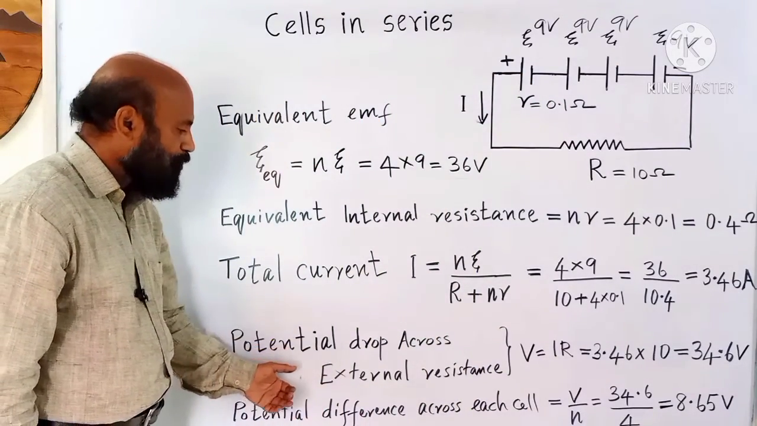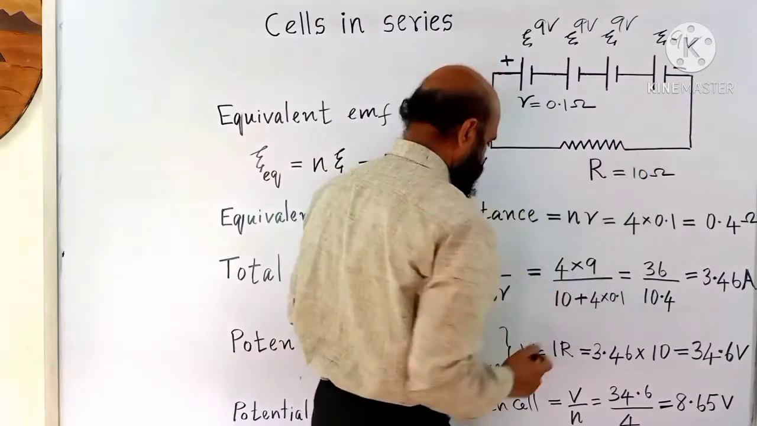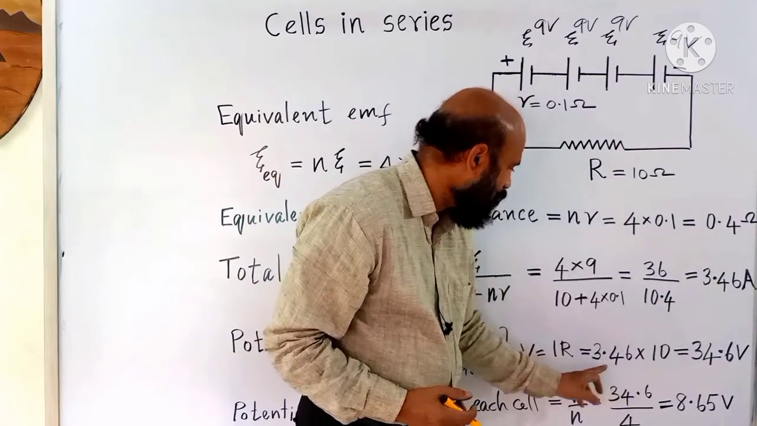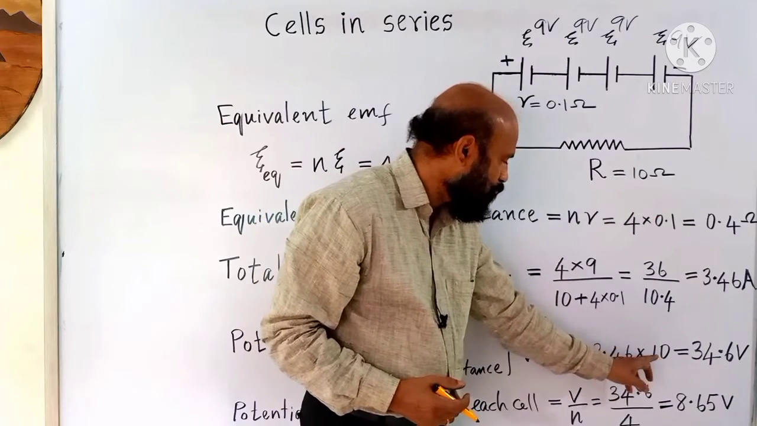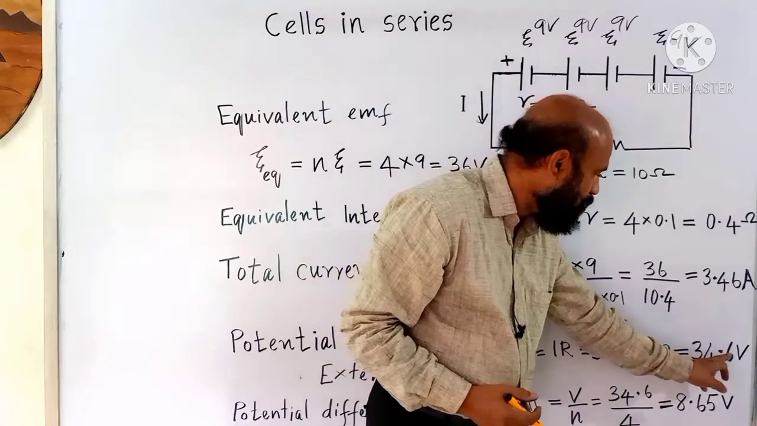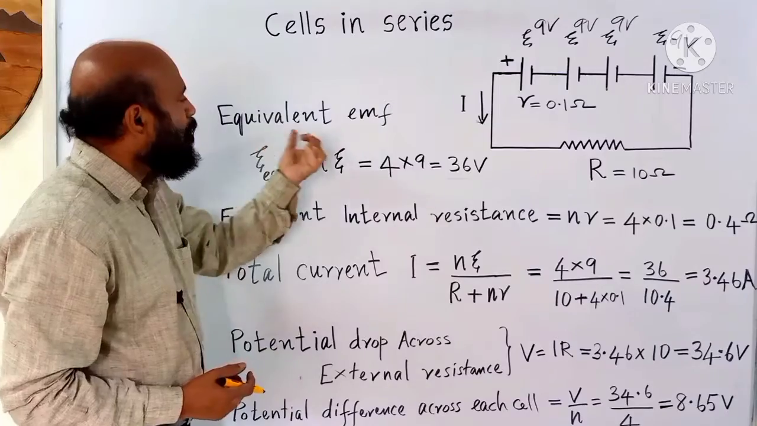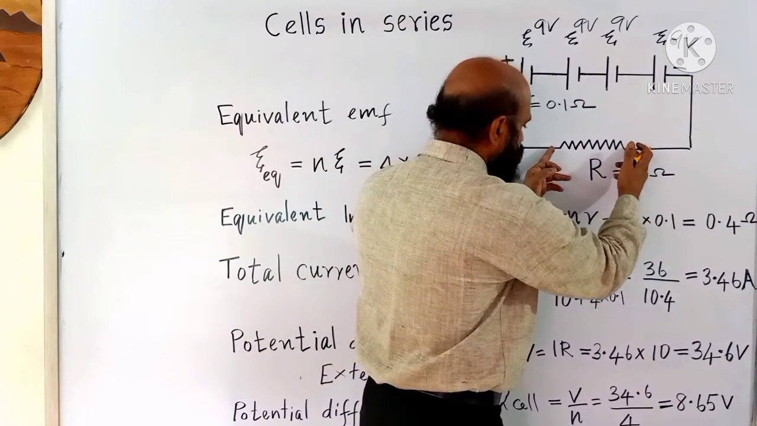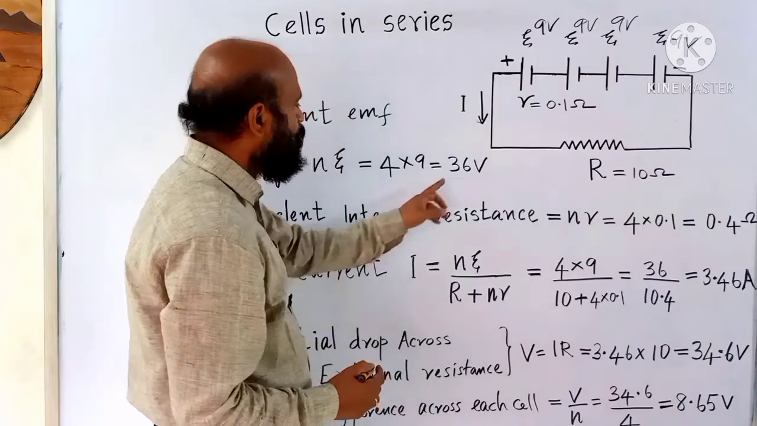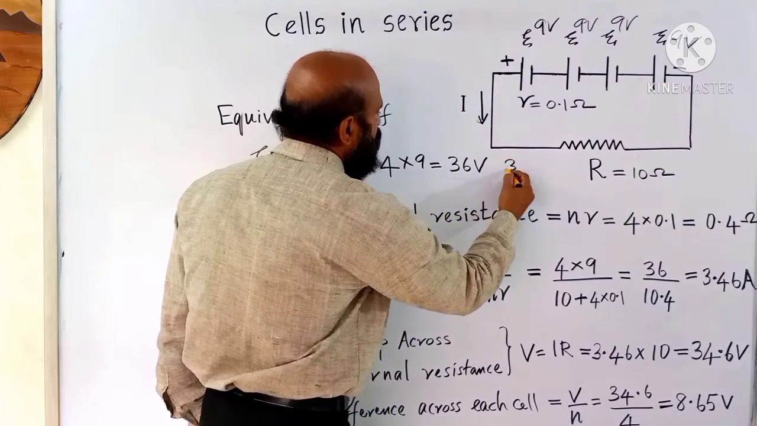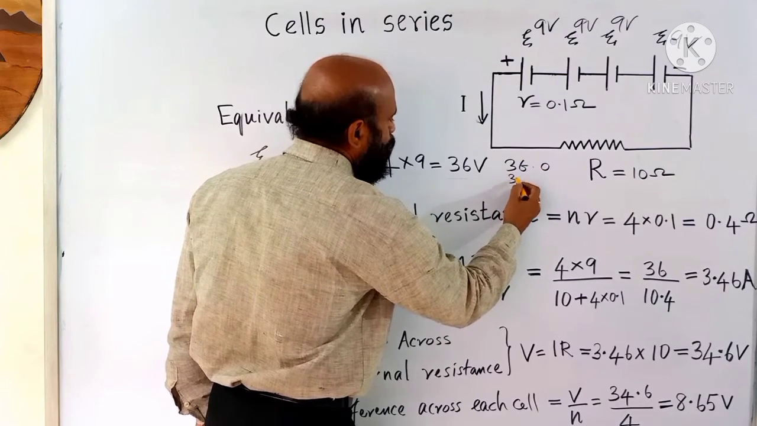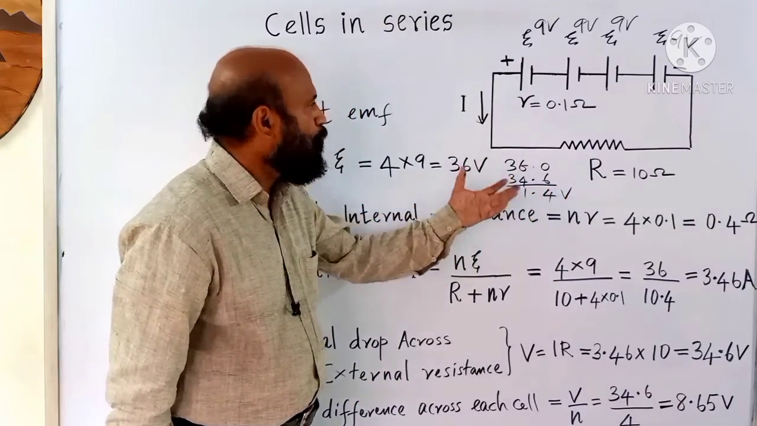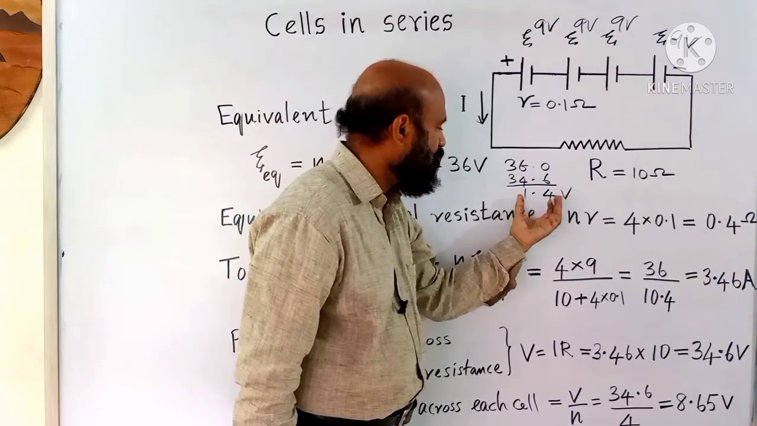Then the potential drop across the external resistance. V is equal to IR. I is 3.46 into the external resistance 10. So when you multiply by 10, it will be 34.6. So you can see the equivalent EMF is 36, but the potential drop across this external resistance is 34.6. From this 36, you subtract 34.6. So you can see 1.4 volt. 1.4 volt is dropped in the internal resistance.